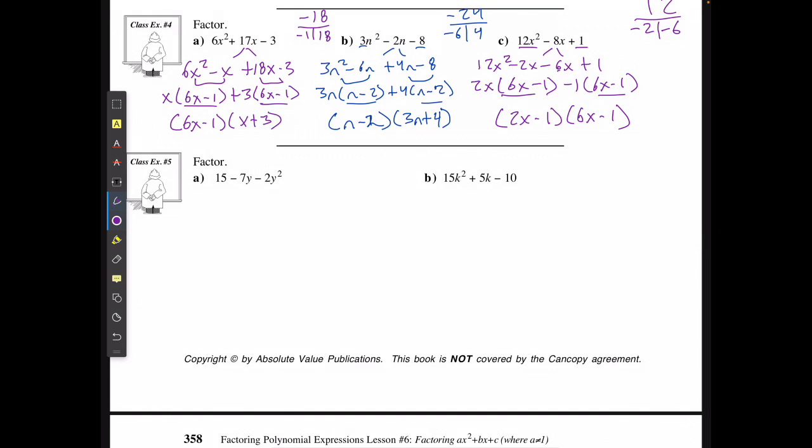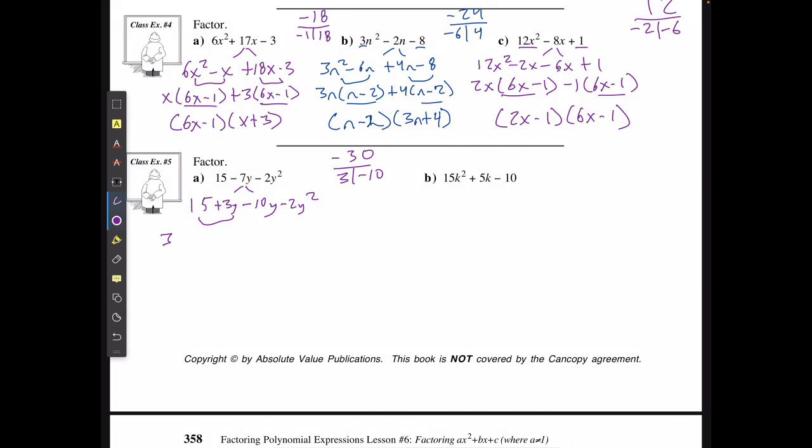If it's in a different order, it's fine as long as it is either descending by degree or ascending by degree. And I can still do the same process. 15 and negative 2 gives me negative 30. Two factors of negative 30 that add up to negative 7 are positive 3 and negative 10. So I have 15 plus 3y minus 10y minus 2y squared.